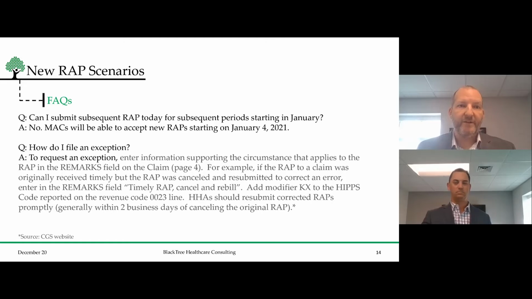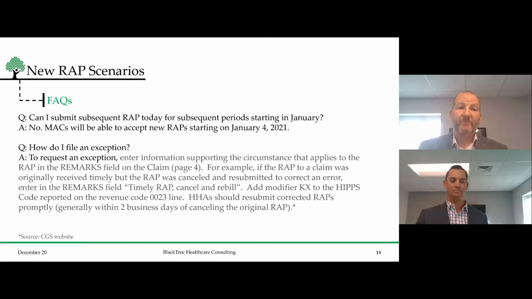Next question on here. Can I submit a subsequent RAP today for subsequent periods starting in January? So essentially, again, I mentioned before, my admissions that happened in December. We know in the new world, starting in 2021, that I can submit 2 RAPs at the same time. Can I do that today? Is the question there. The answer is no.